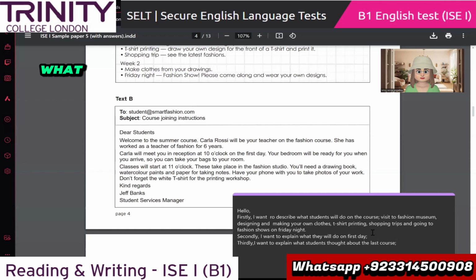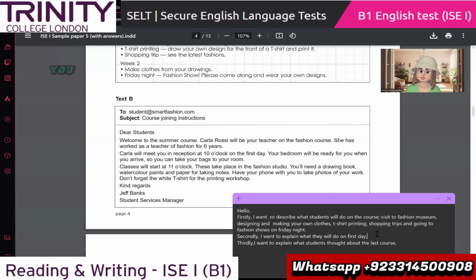Secondly, I want to explain what they will do on the first day. On the first day, class will start at 11 o'clock. It takes place in a fashion studio, and then a drawing book, watercolor paints, paper for taking notes. Have your own phone with you. Take photos of your work. Okay, so what are the points? The points start from the second paragraph. Class will start at 11 o'clock. But I think we can write still more, like meeting at reception at 10 on the first day. Can you see that?